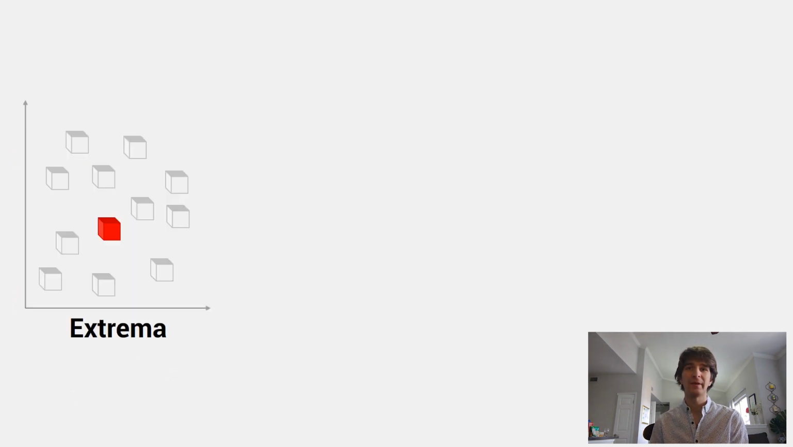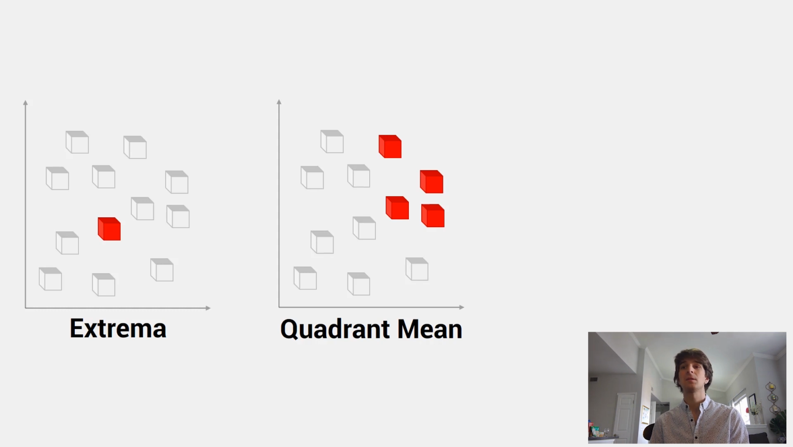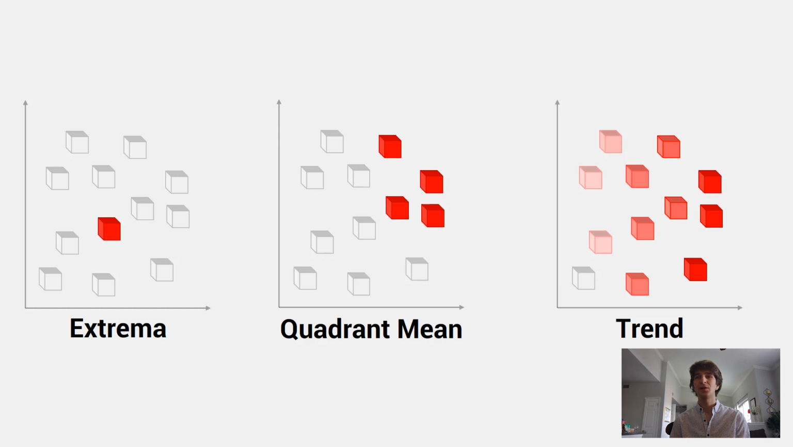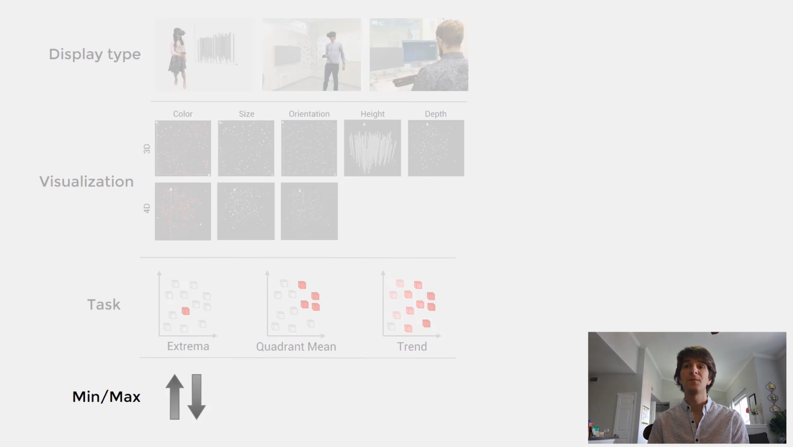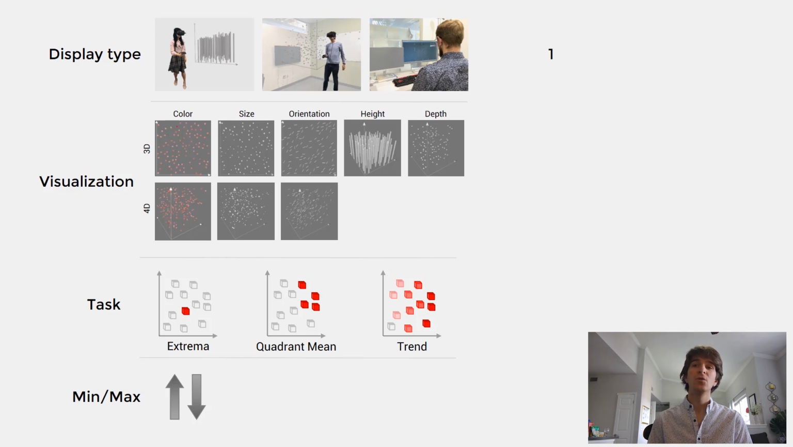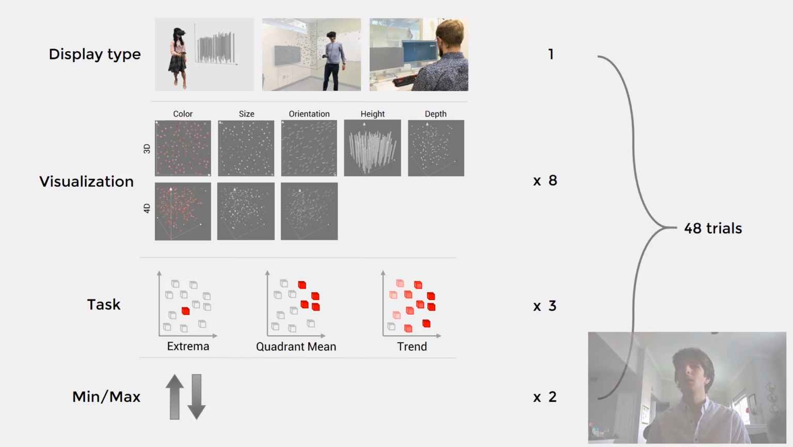Participants engaged with 3 different tasks. In an extrema task, participants look for the highest or lowest individual data point. Quadrant means tasks ask participants to identify the largest or smallest average area in a visualization, and trend tasks ask participants to identify the overall trend in the data. And for symmetry, half of the tasks asked for the highest value, highest area, or increasing trend, while half asked for the lowest value, area, or decreasing trend. So with display type distributed between participants and all other variables within participants, participants saw a total of 48 trials in the study.